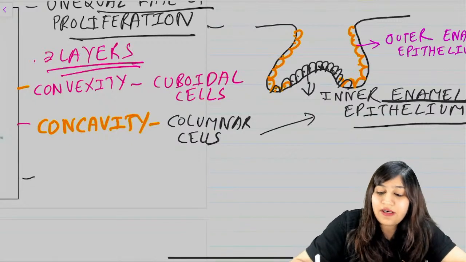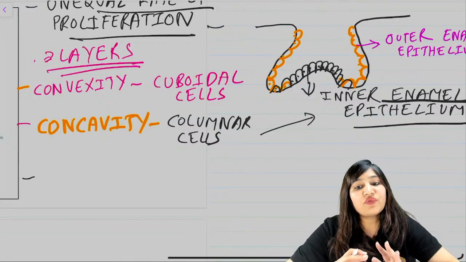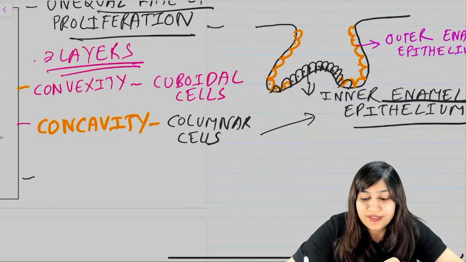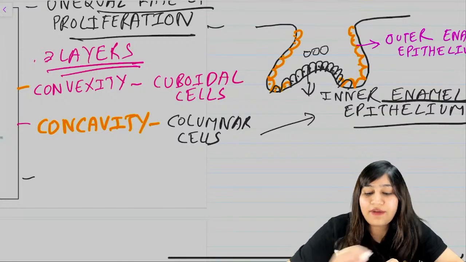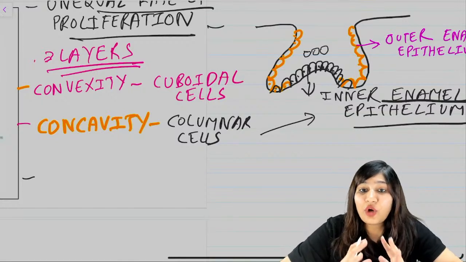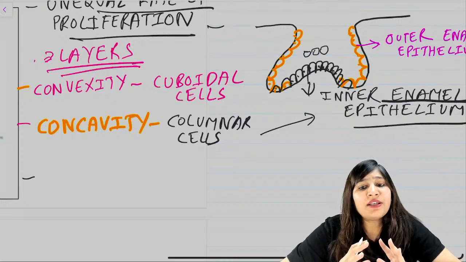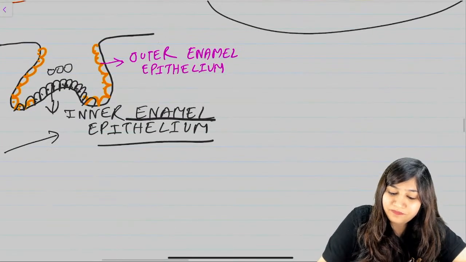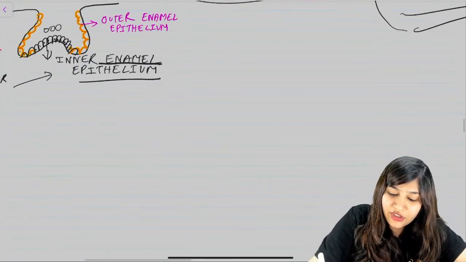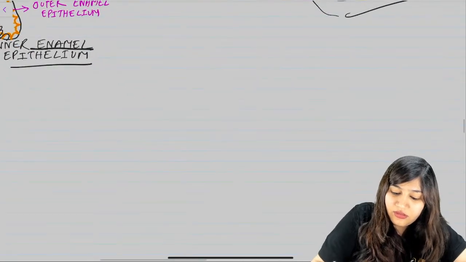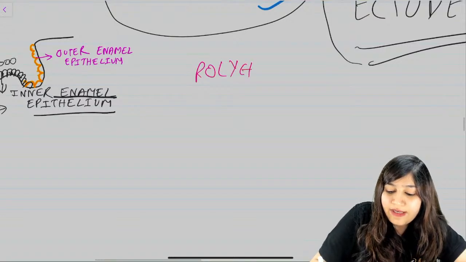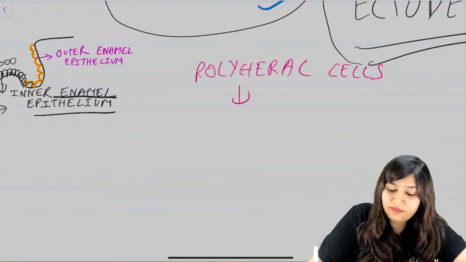And the third layer is our central layer. In the bud stage, we had central cells having the shape of polyhedral cells, right? Centrally they are polyhedral cells. But these polyhedral cells are rich in glycosaminoglycans.